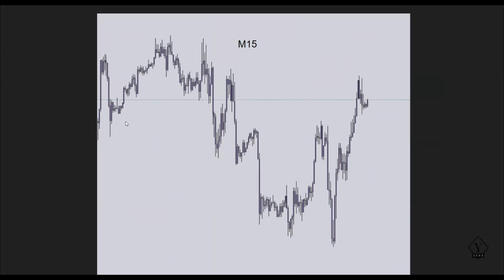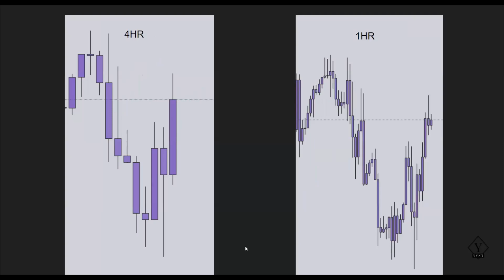So this is 15 minutes, right? You can just go back, and I want us to focus on this area here, and this area here, and this area, which is this one here, and this. So now let's go back to 15 minutes.